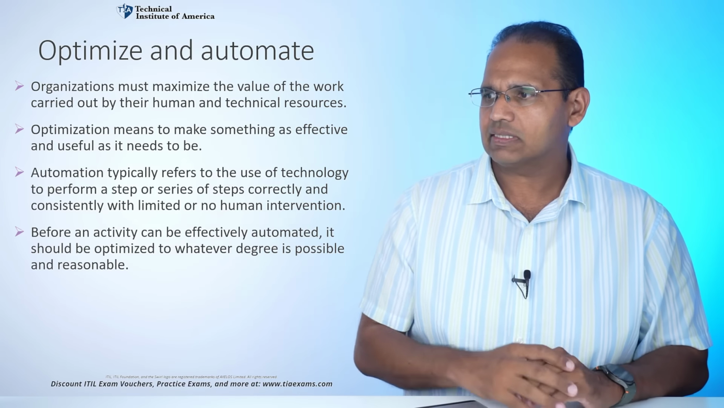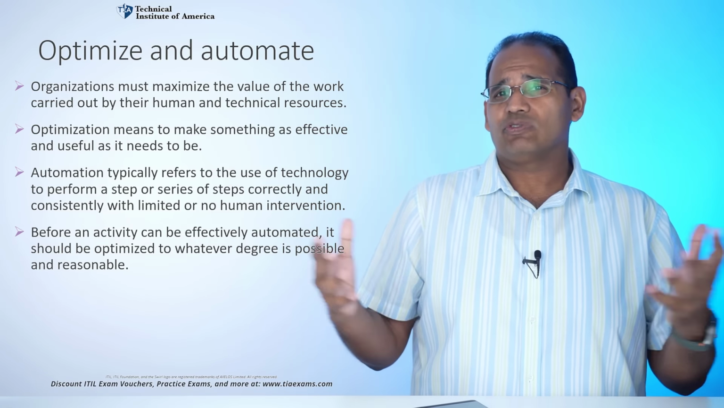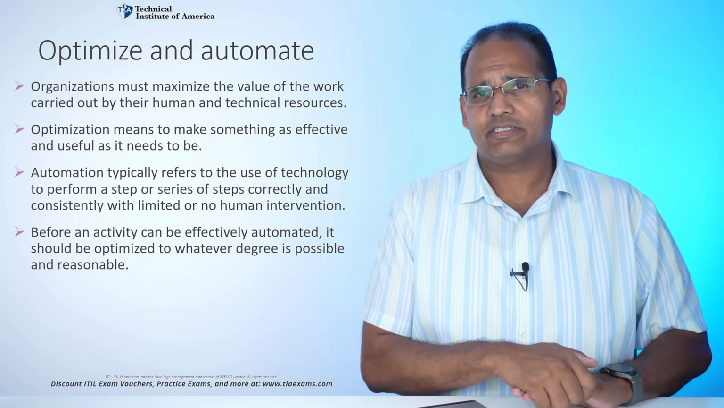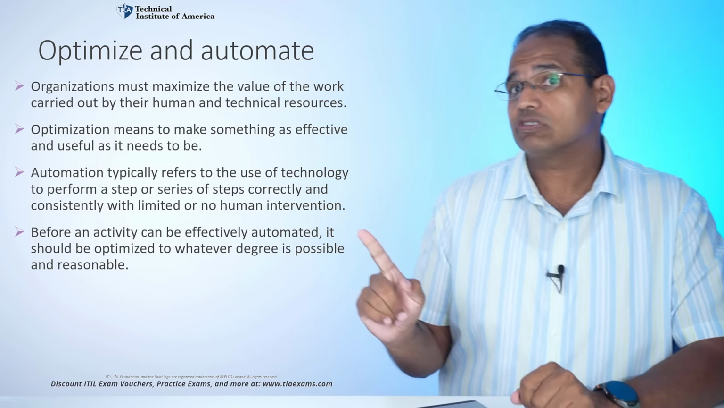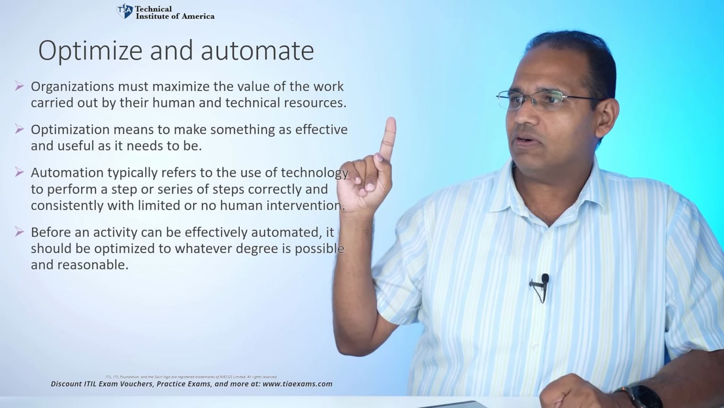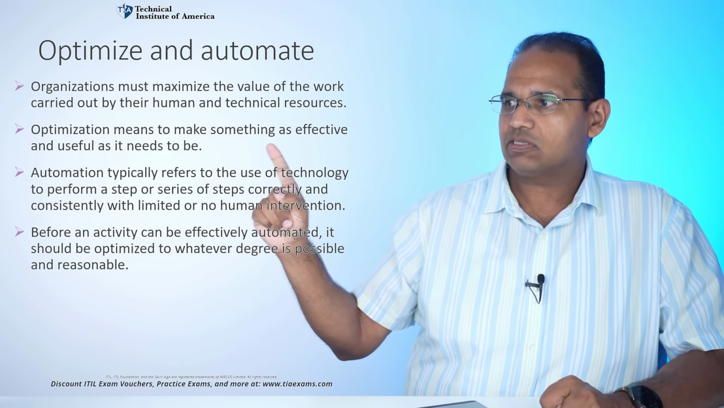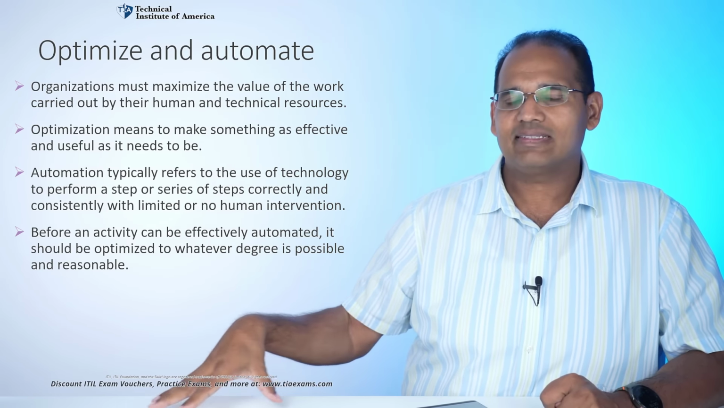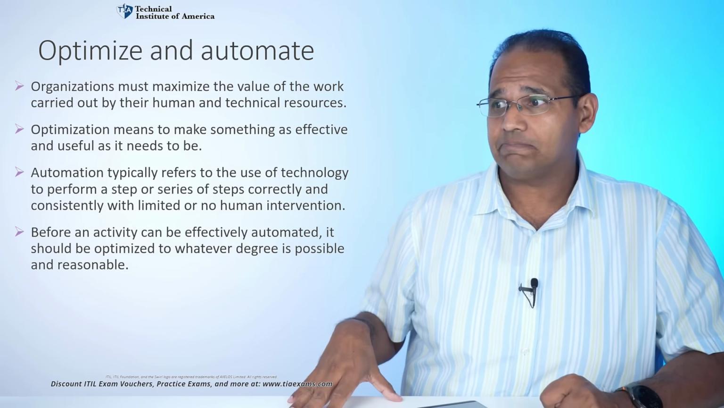Optimize and automate. ITIL promotes automation. Now we have a lot of AI tools at our disposal, from things like ChatGPT and AI chatbots and AI agents and so on, to help us automate. Now, it says optimize and automate. It doesn't just say automate. We want to maximize the value of work carried out by the humans and technical, yes. Optimization means to make something as effective and as useful as possible. When we optimize, we remove unnecessary resources. We reduce the cost of it, basically. We increase how fast we can get it done.